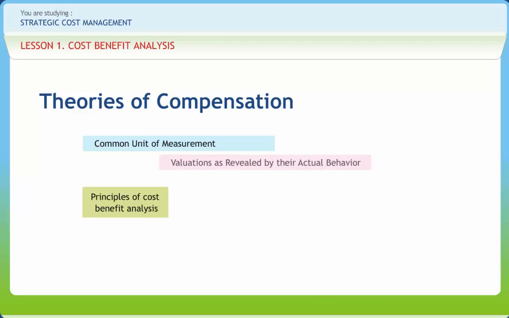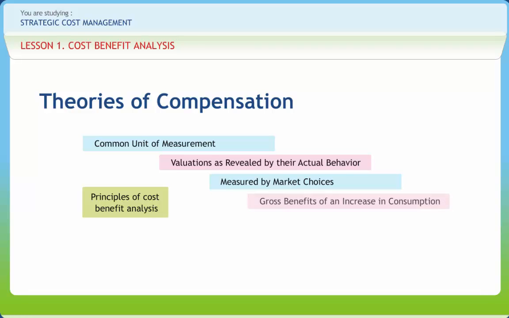Second, CBA valuations should represent consumers' or producers' valuations as revealed by their actual behavior. The valuation of benefits and costs should reflect preferences revealed by choices which have been made. Third, benefits are usually measured by market choices. When consumers make purchases at market prices, they reveal that the things they buy are at least as beneficial to them as the money they relinquish.